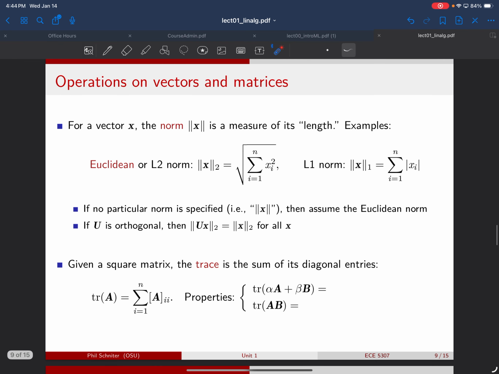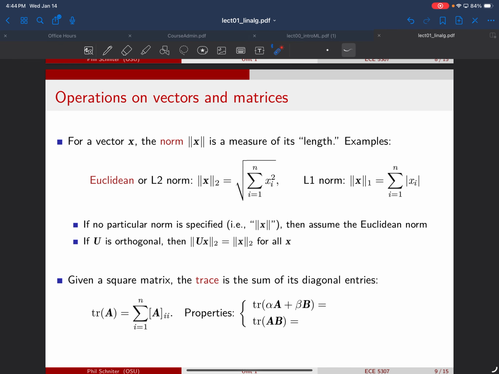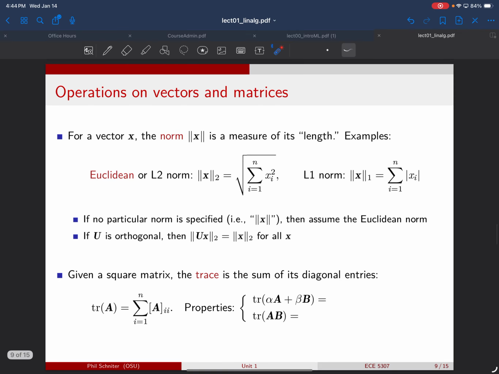All right, moving on. There are no questions. What about operations on vectors and matrices? One of the important ones is when we take the norm of a vector. This is a way to measure the length of the vector. But there are actually different ways to measure the length of vectors. The most common way is the Euclidean norm, also known as the L2 norm. If we want to be sure that someone understands we are talking about the Euclidean norm, we put a little 2 in the subscript there.